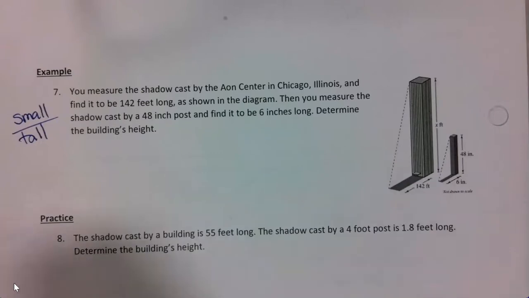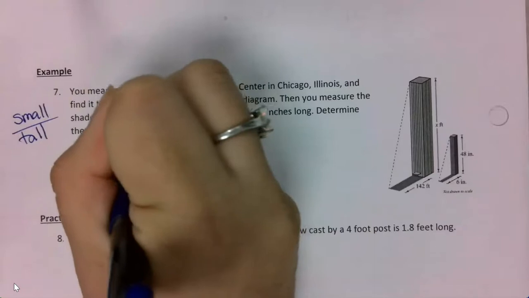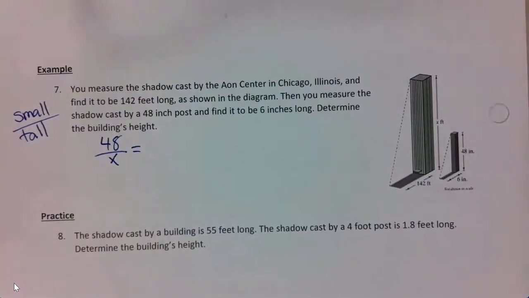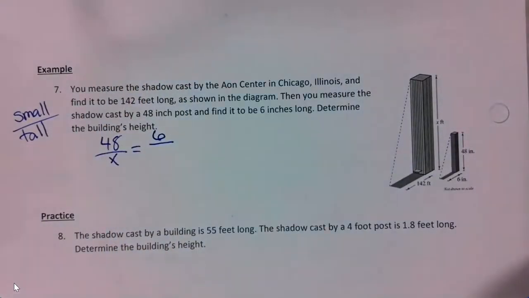So the height of my small object is 48. The height of the building, the taller object, is what I don't know. So that's X. Then I'm going to compare my shadows. So the length of my small shadow is 6. The length of my tall shadow is 142.